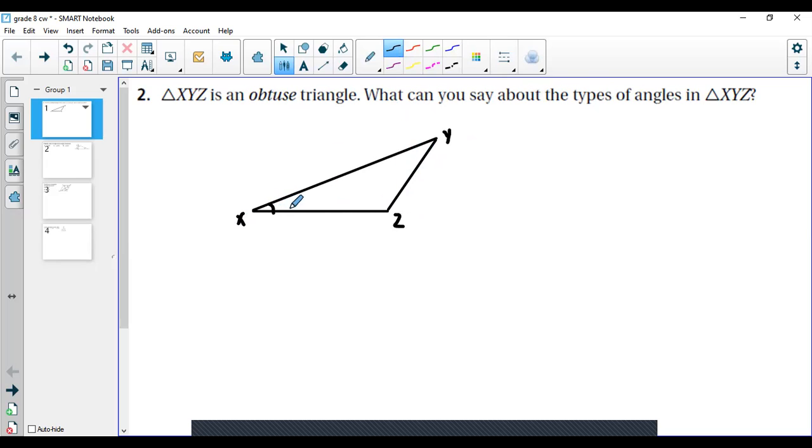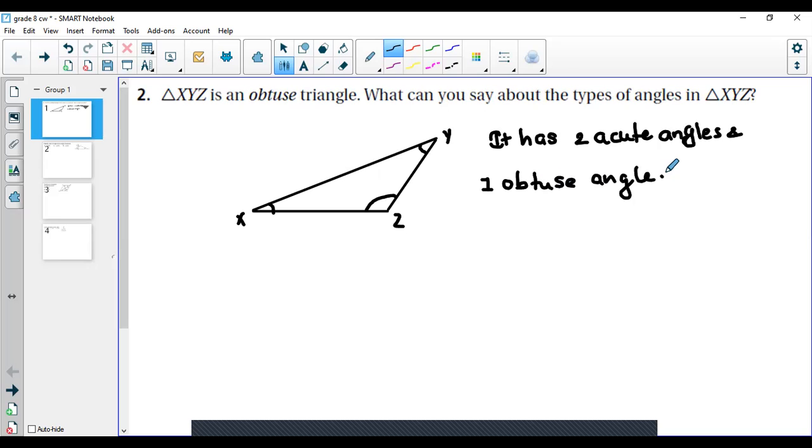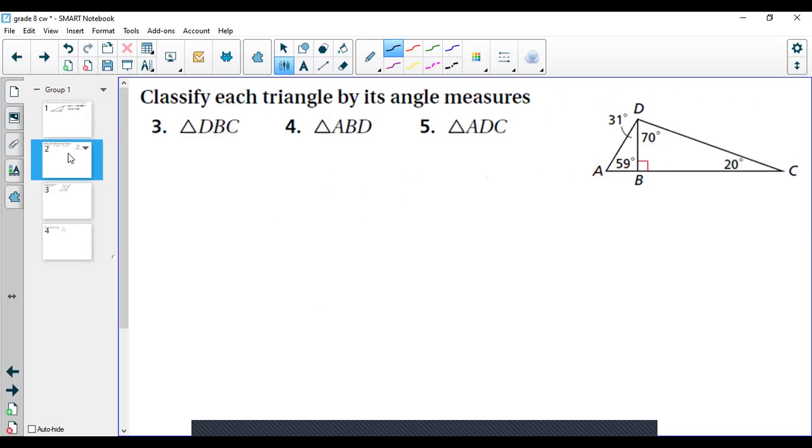So what can you say about the types of angles in triangle XYZ? This angle is acute, this angle is acute. So it has two acute angles, and the remaining angle is, of course, going to be an obtuse angle. So it has two acute angles and one obtuse angle. All right, so they just asked what kind of angles there are. So there are two acute angles and one obtuse angle. Okay, let's move on to another question.